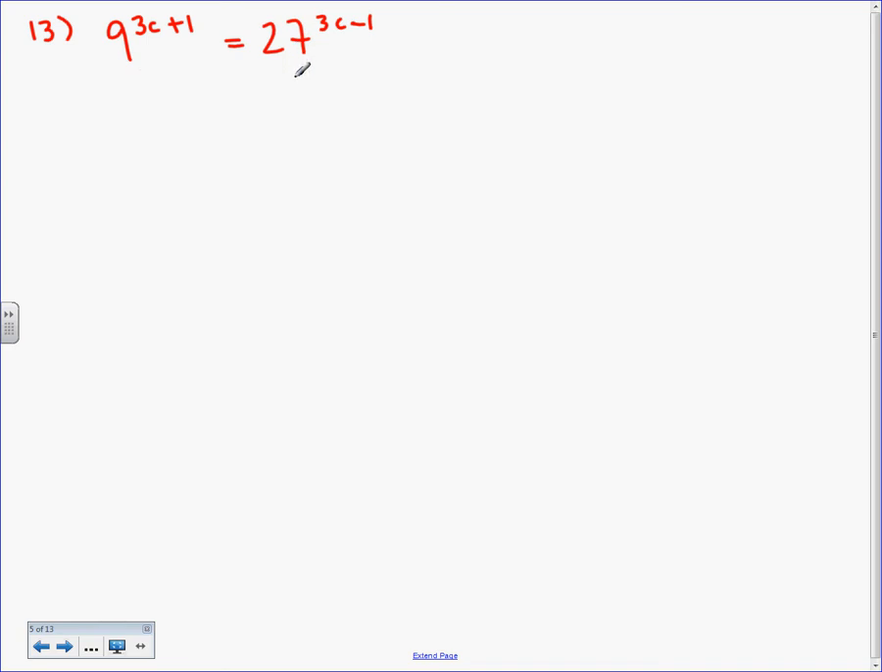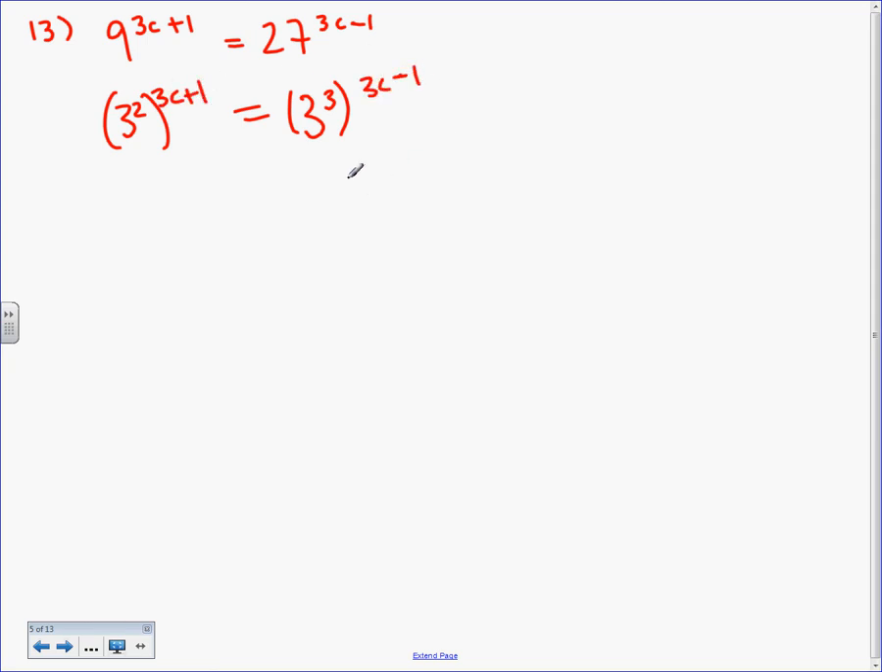Do you get that? If it hadn't, then I'd try 4, then I'd try 5, right? So this is really 3 squared, and this is really 3 cubed. If you don't believe me, punch in 3 to the third, and it's 27, okay? I still have my 3c plus 1, and I still have my 3c minus 1.